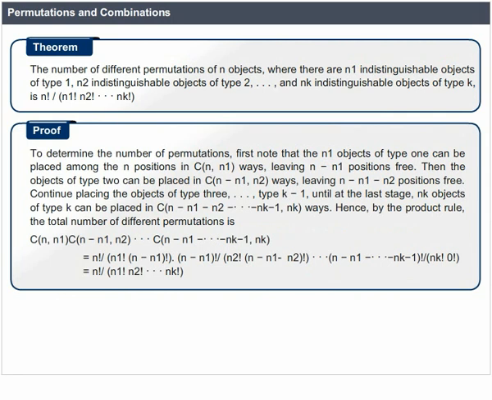Hence, by the product rule, the total number of different permutations is C(n, n1) times C(n minus n1, n2) times etc. times C(n minus n1 minus etc. minus nk minus 1, nk), which equals n factorial over n1 factorial times n minus n1 factorial, times n minus n1 factorial over n2 factorial times n minus n1 minus n2 factorial, etc., times n minus n1 minus etc. minus nk minus 1 factorial over nk factorial times 0 factorial, which equals n factorial over n1 factorial, n2 factorial, etc., nk factorial.